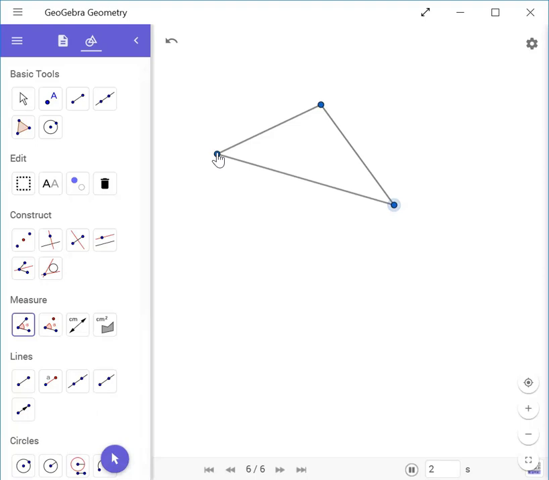Just click 1, 2, 3 points. The angle is displayed. Repeat for the other angles. 1, 2, 3 points, those measures there. 1, 2, 3, and we've got those angles. Now we can obviously write that down, add them up using a calculator or something of that nature. It's going to take us quite some time.